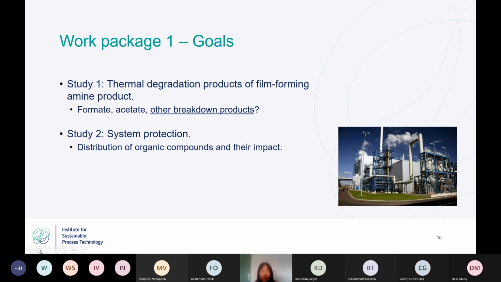In work package 1, there are two main parts. In study 1, we look into the thermal degradation products of film-forming amine products. Based on previous studies or literature, we know this product can break down into organic acids, for example, acetic acid or formate. But there's no study yet looking into the breakdown products with relatively higher molecular weight. So this is the goal of study 1, to focus on the unknown breakdown products from film-forming amine products. And in the second part, we looked into the distribution of organic compounds in the steam water system, and also tried to understand their impact on the system. And next one, please.